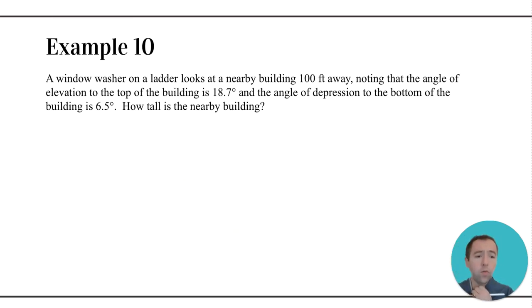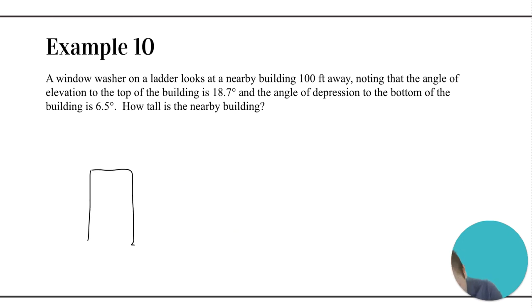So think about where this window washer is, right? They're currently on a ladder, so they're up in the sky, which means that they're able to actually have an angle of depression. They can look down upon the bottom of the building, but they're not quite high enough to be above the top of the other building, right? So they have an angle of elevation to the top of that other building, right?